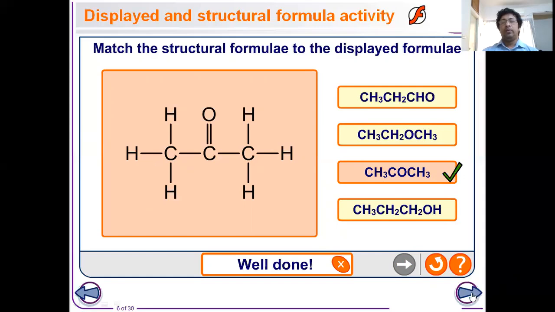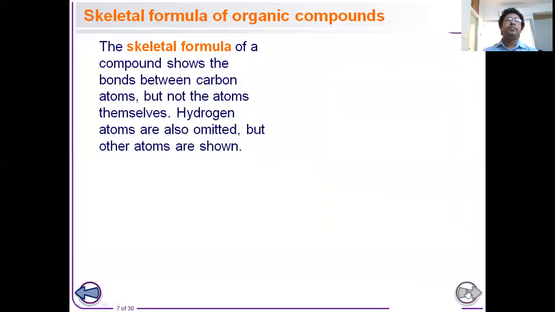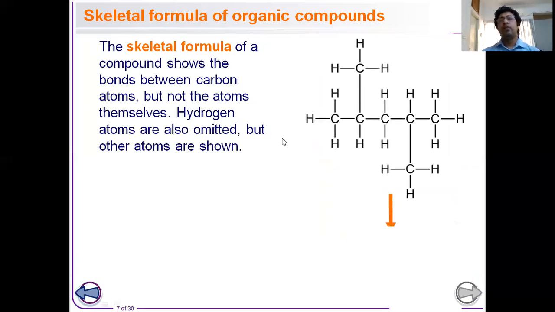Well, I'm going to change the slide. Now this is a new kind of formula with which we are not familiar, skeletal formula. Skeletal formula is a very interesting type of formula. Here, all carbon and hydrogen atoms will be omitted.